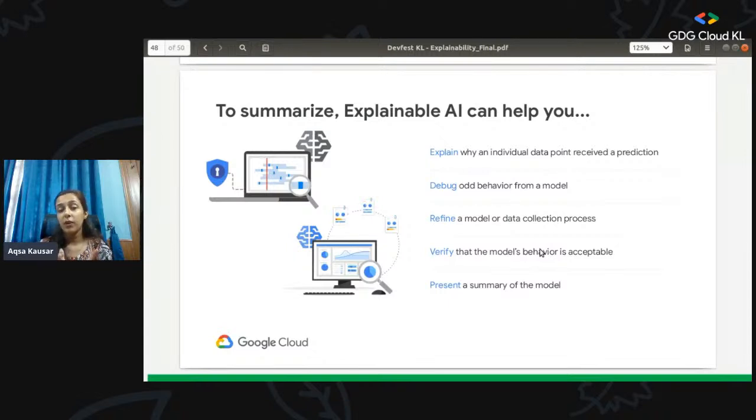You can debug odd behaviors from a model, right? You can refine a model and data collection process. You can verify that the model's behavior is acceptable. So you can verify that, yes, it is looking at the right features and giving the right outputs. Or you can debug that it's giving outputs which are right to some extent, but it's not really looking at the right features. It's learning the wrong things, and that would in future cause a problem, and you maybe have to start from scratch again.